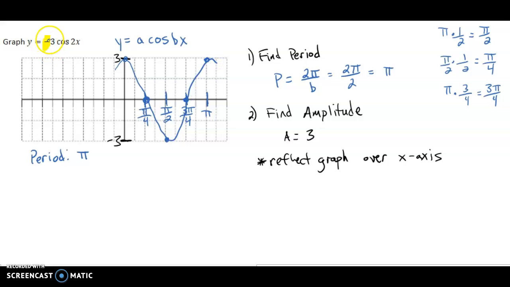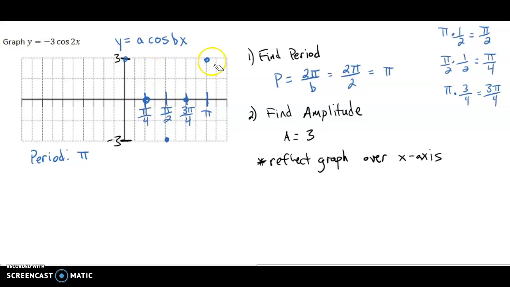So this is the curve without the negative sign. That's just y equals 3 cosine 2x. So it's got the same shape as cosine. It goes through 0, and whatever the amplitude is, it starts at this maximum, then goes down and around. Now because it's reflected, we're going to have to flip that over.